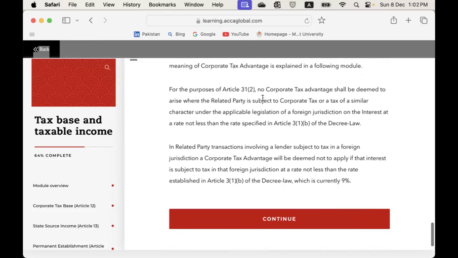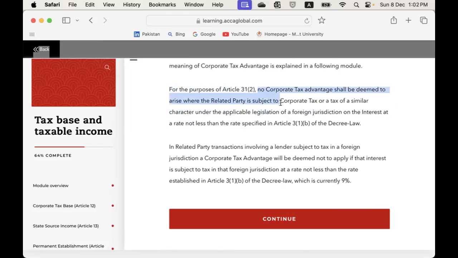For the purpose of Article 30, Clause 2, no corporate tax advantage shall be deemed to arise where the related party is subject to corporate tax or a tax of a similar character under the applicable legislation. So, for example, can somebody elaborate what is written in here? Can somebody comment on it after reading it carefully? Let's see how you can connect the dots. No corporate tax advantage. Yeah, you want to say something?